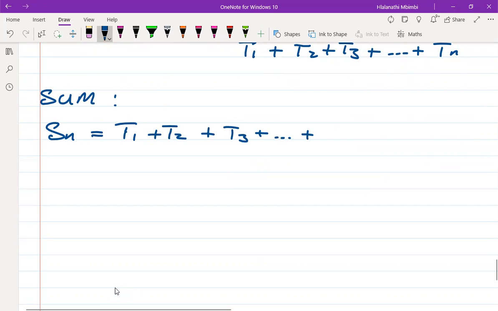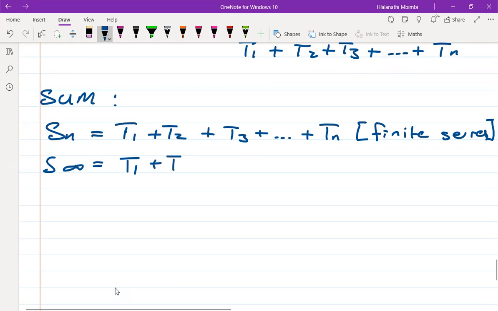However, you can have a couple of sums. You can have one where you know the last term, it means that it has an end. We call it a finite series. You can get a sum where you do not know the end. We call it an infinite series, and it's normally given by S infinity, T1 plus T2 plus T3. As you do not know the end, you'll just go forever. It's called an infinite series.